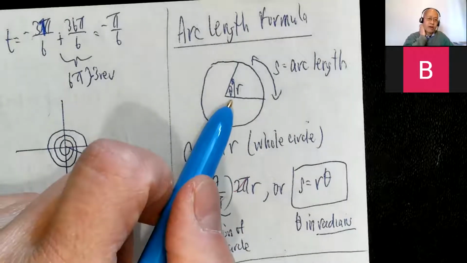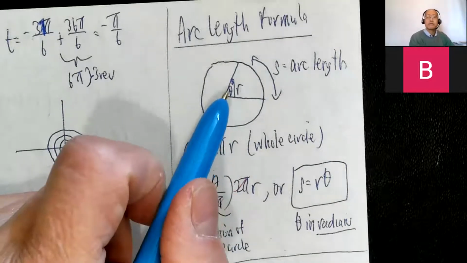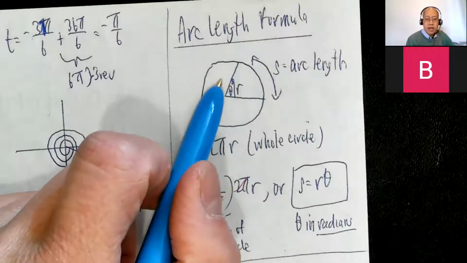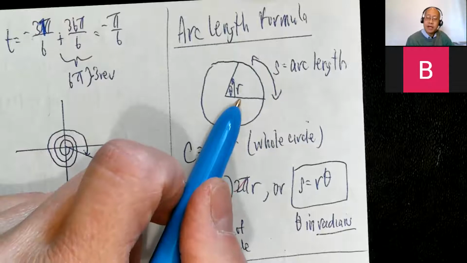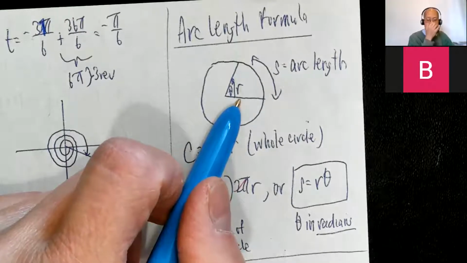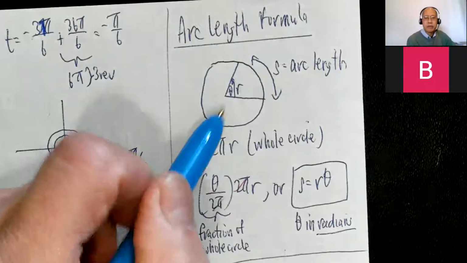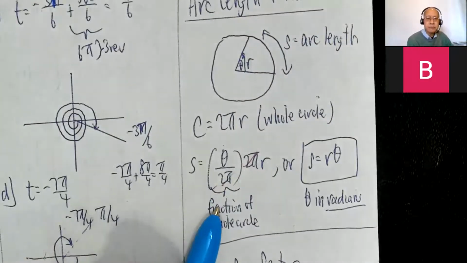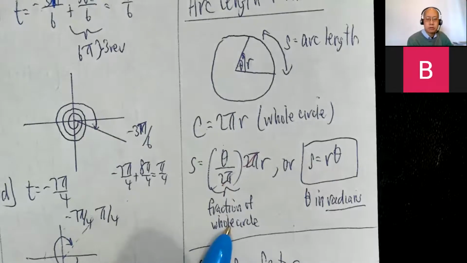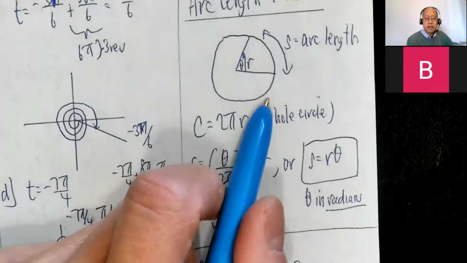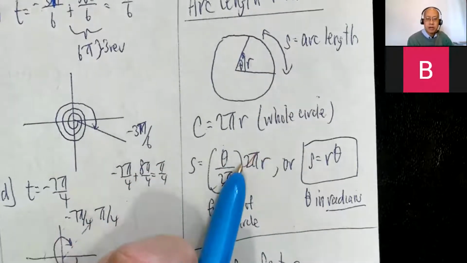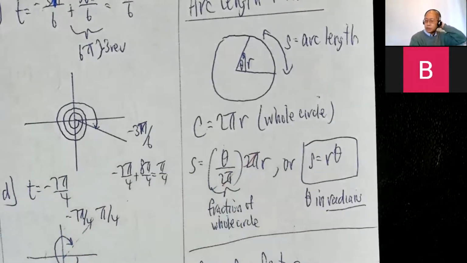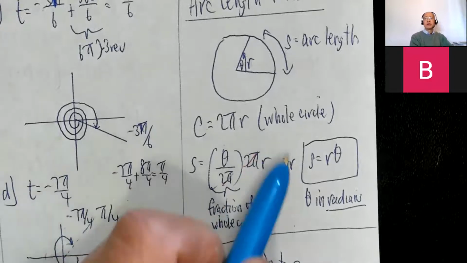What if I only walk a fractional amount? Well, it's a fractional amount of the whole. If I walk theta out of, in degrees it's 360 degrees, but we're in radians, so it's 2 pi. The fraction out of 2 pi is theta over 2 pi, the fraction of the whole circle. Multiply that by 2 pi r. Very conveniently, the 2 pi's cancel out. So I just have s is equal to r theta. Here's the formula.